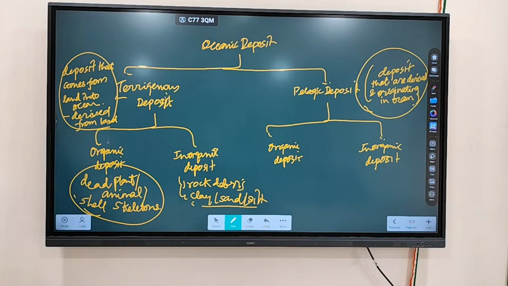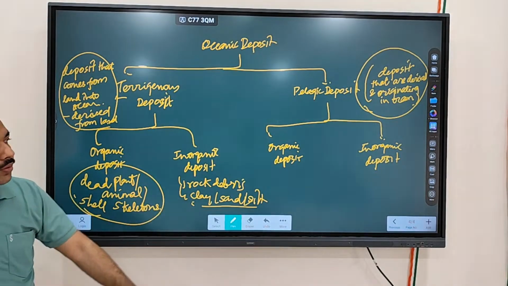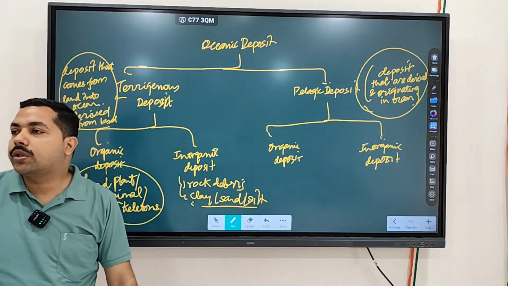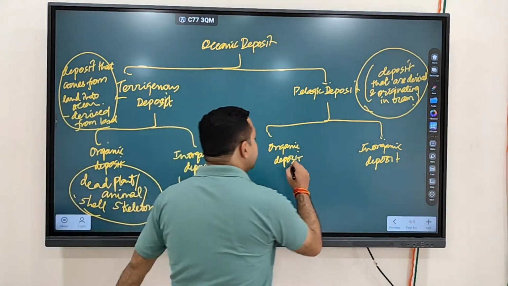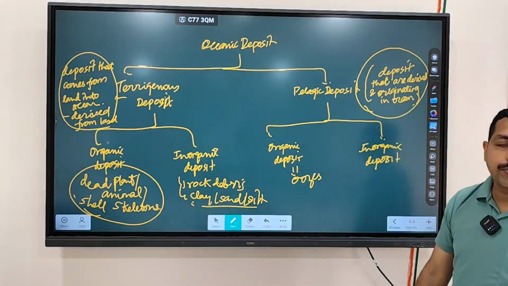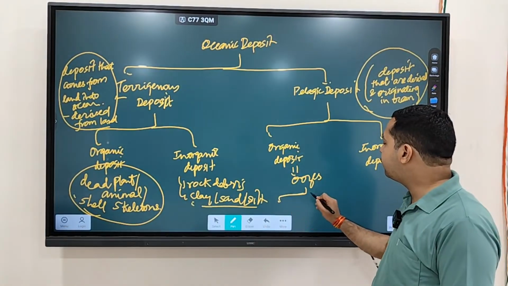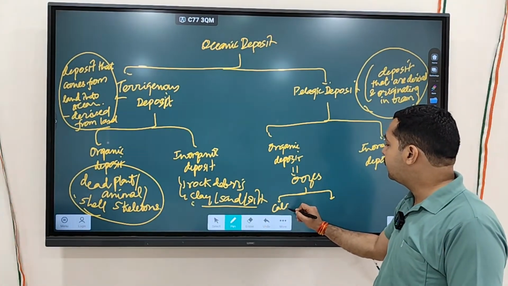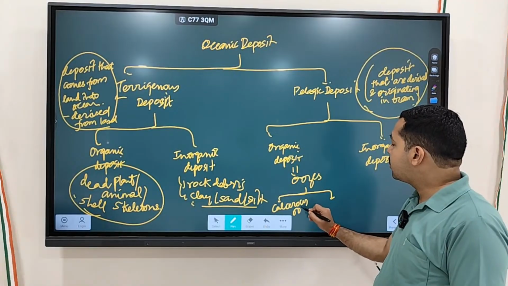Then similarly, oceans also have two types of deposit: organic deposit as well as inorganic deposit. Fine. Organic deposits are something that are derived from the ocean itself. Ocean organisms, when they die off, create the organic deposit, and these organic deposits are referred to as oozes. Oozes can be further divided into calcareous oozes or siliceous oozes.